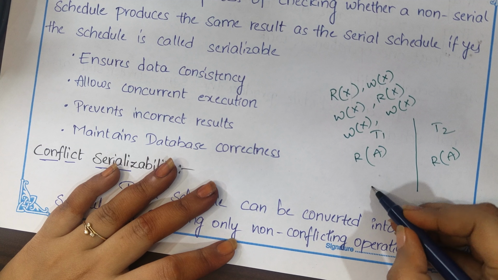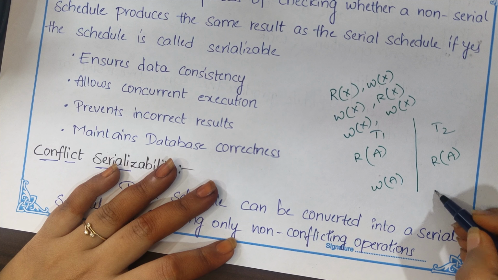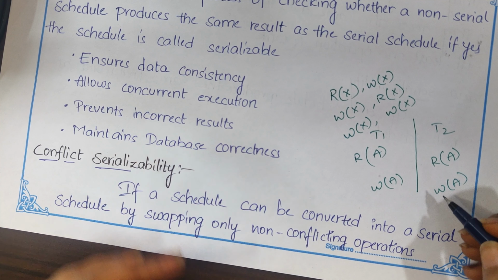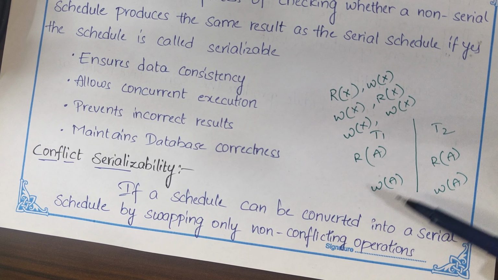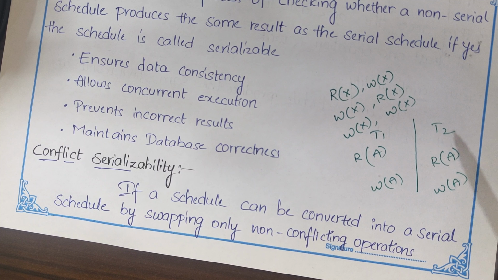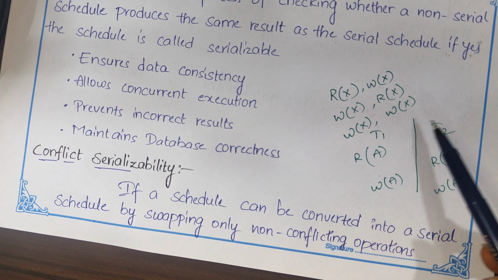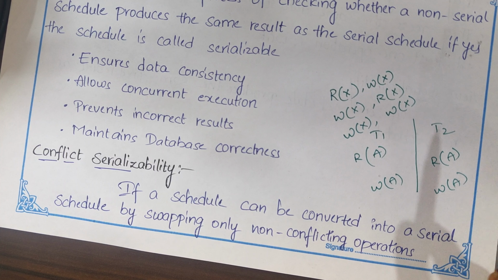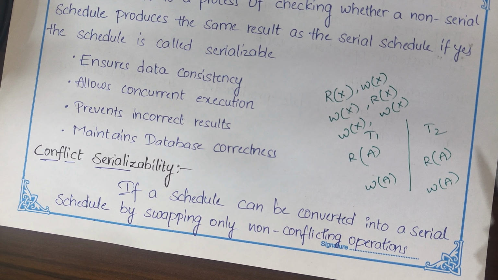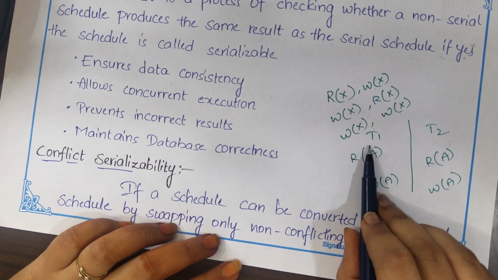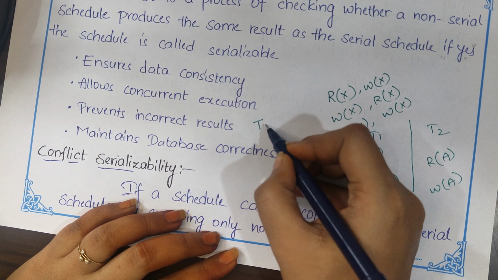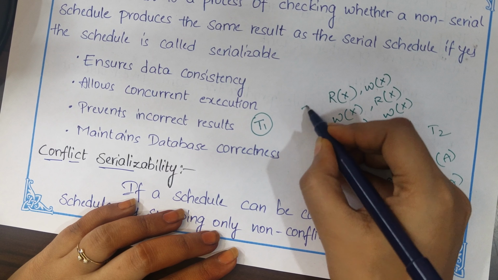Transaction 2 is also reading, writing and writing. Here, is this conflict serializable? We cannot understand it, right? So first, to solve this conflict serializability, we need to draw a directed graph. We are having only two transactions here, right? So we are writing T1 and T2.